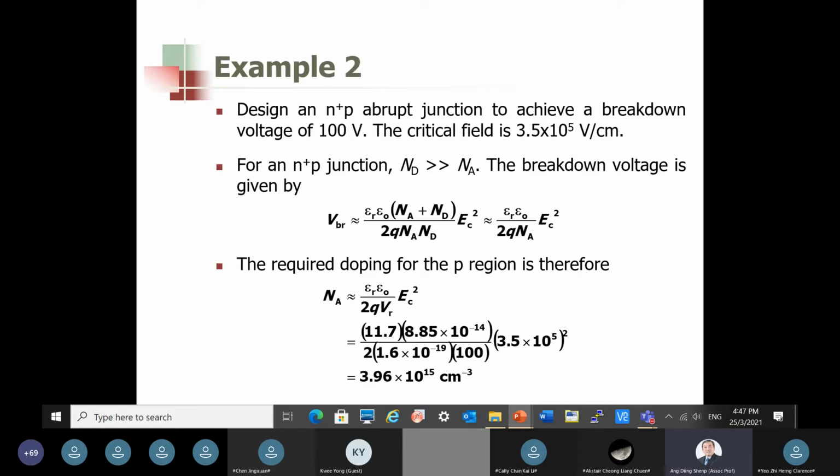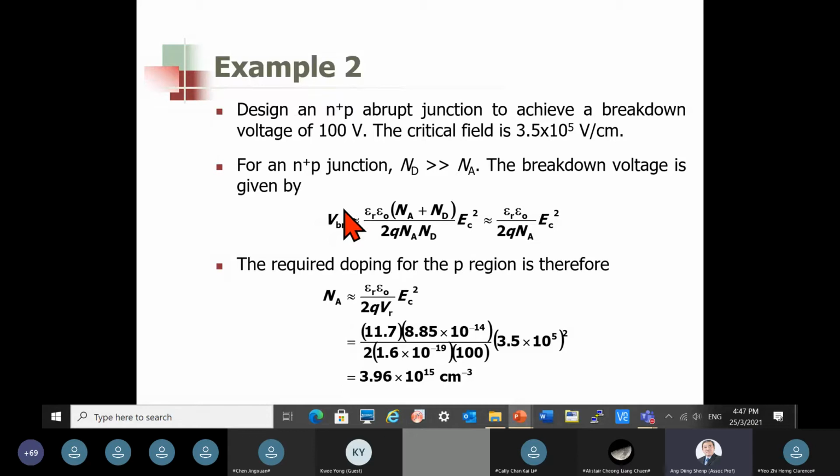Now in example two, you're asked to design an N plus P abrupt junction to achieve a breakdown voltage of 100 volts, given the critical electric field. An N plus P junction is one where the doping on the N side is much higher than on the P side, at least 10 times or even higher. So for an N plus P junction, a possible approximation can be made, since ND is at least 10 times or more higher than NA.